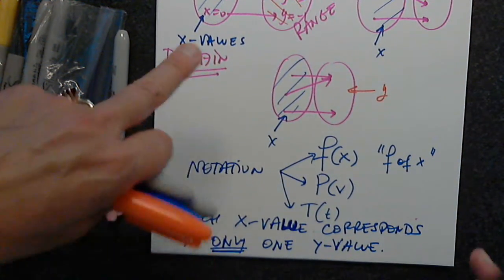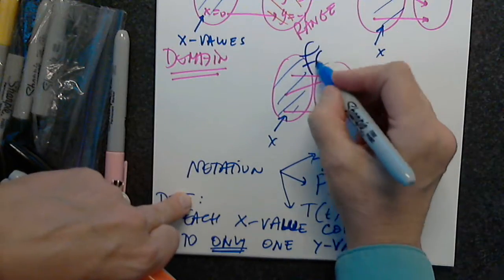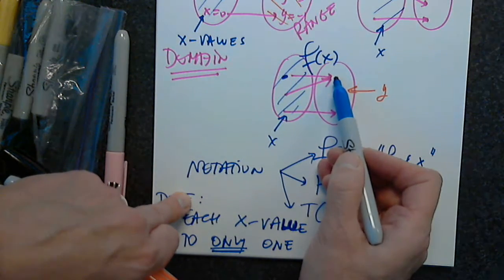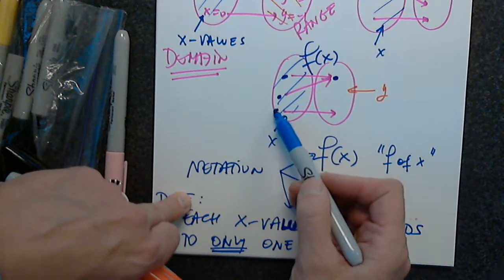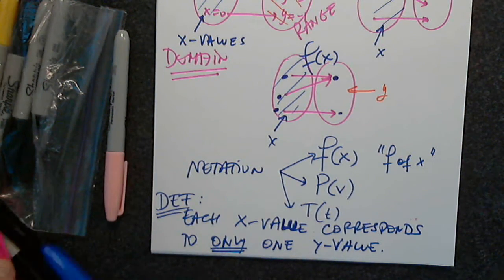Okay, let's look at the third possible scenario. Is the third possible scenario a function? Perfect. It is a function. It's an f of x. Why? This x value corresponds to only one y value. This x value corresponds to only one y value. This x value corresponds to only one y value. Great job.